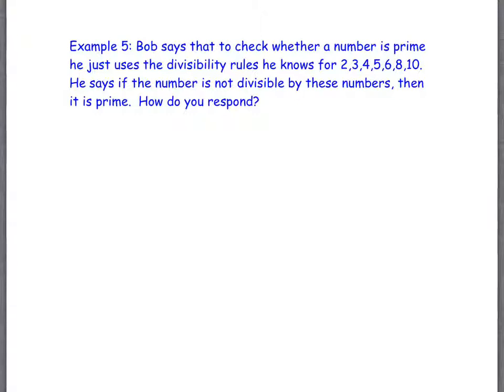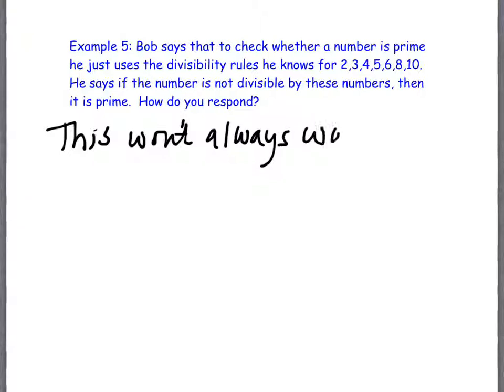So first question is what he did, okay? Will it always work? Not going to always work. So sometimes this will be sufficient, right? Sometimes it'll work, but it's not going to always work. So why not? Don't you have to go up until like the square root of the number? Yes. At least we might have to go up that far.